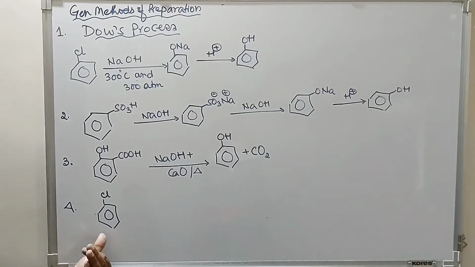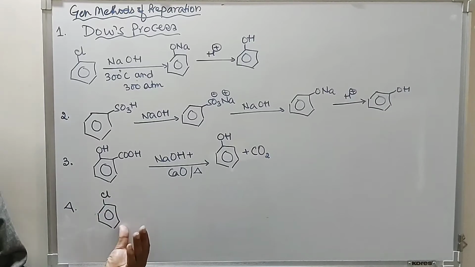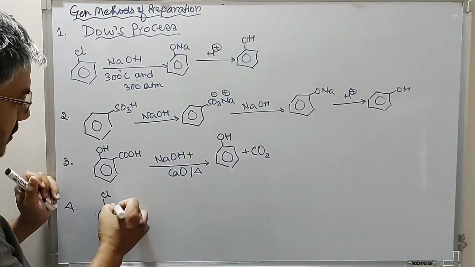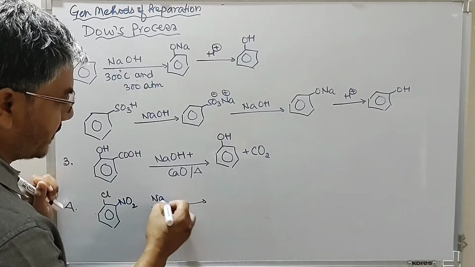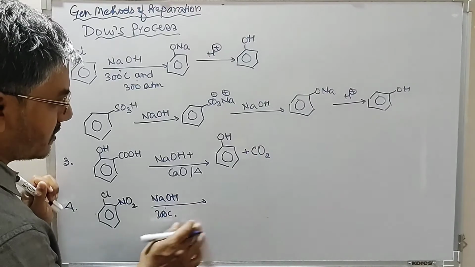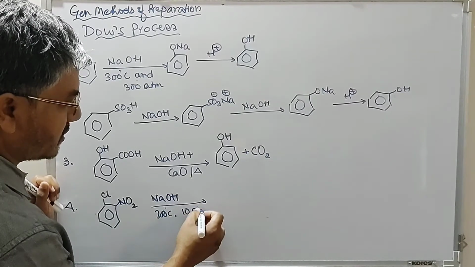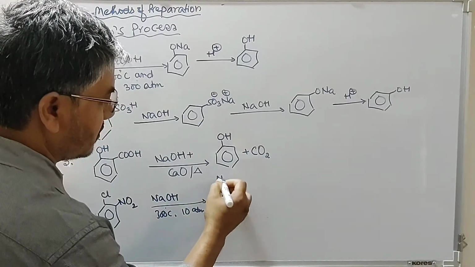But look at this. If this benzene ring contains electron withdrawing groups at ortho and para position, then substitution reaction takes place by a mechanism known as aromatic nucleophilic substitution reaction. So we introduce NO2 here. Now when this is fused with sodium hydroxide at 300 degrees centigrade and 10 atm, we get nitrophenol.